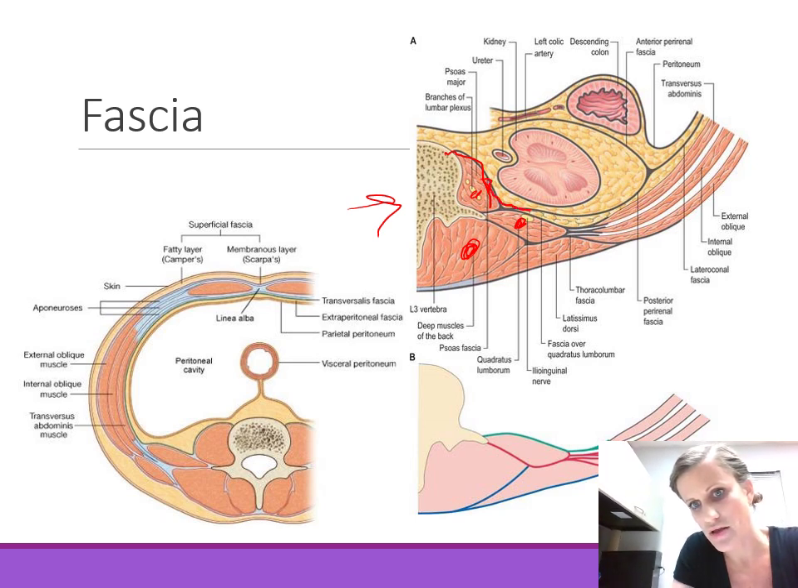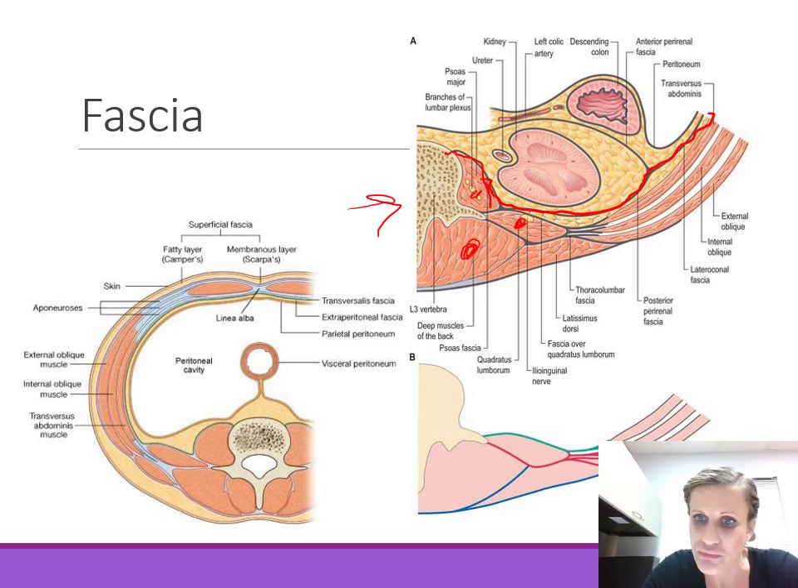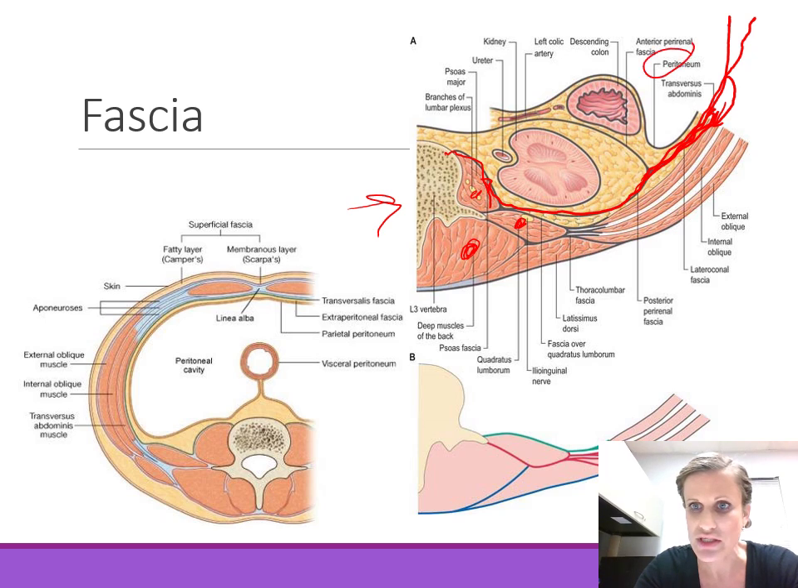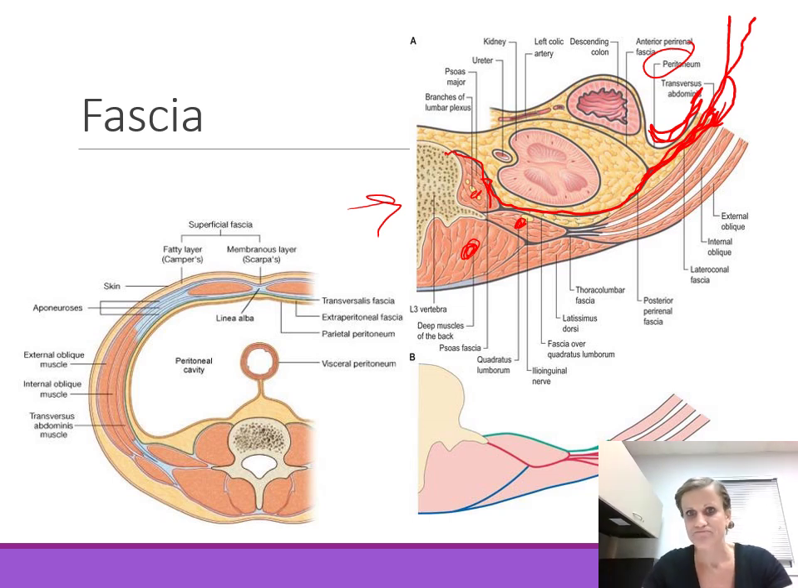continues laterally and connects to the fascia that covers the transversus abdominis. And it forms this nice fascial layer that separates the posterior abdominal muscles from the peritoneum. So you can see the peritoneum is right here. So we have a nice border in between.